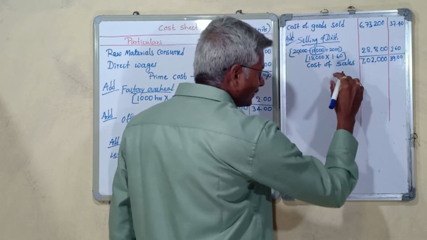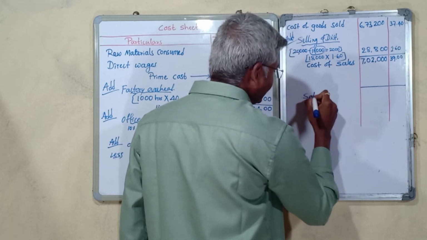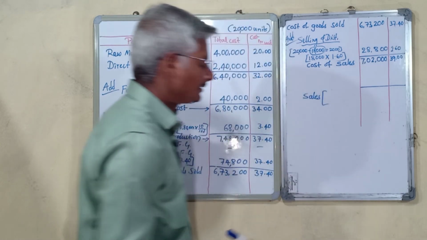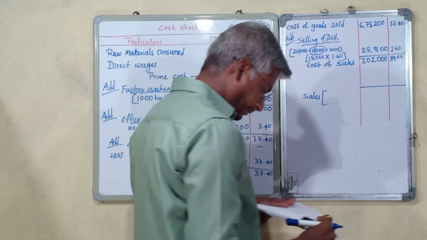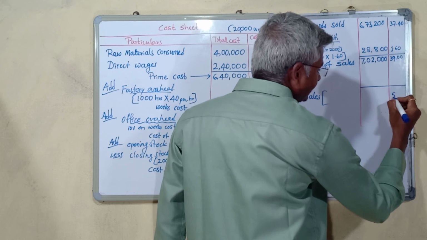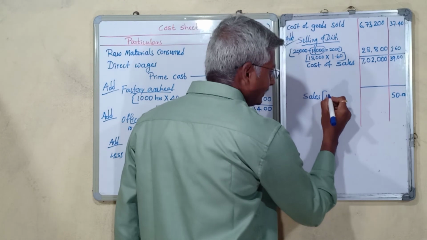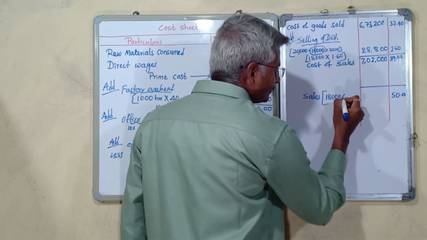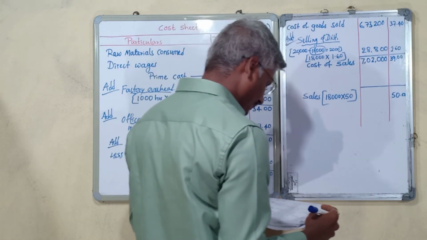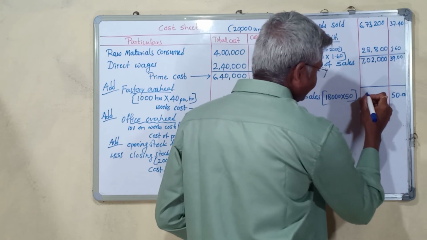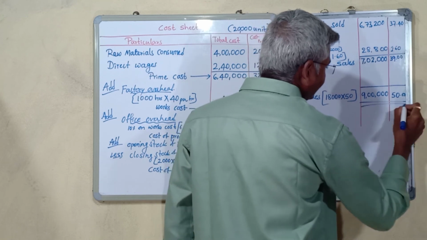Then I will leave one line here and write sales here. Sales, they have given the selling price per unit as 50 rupees per unit. Then we have sold only 18,000 units. So 18,000 into 50 rupees per unit amounts to rupees 9 lakhs. I will close it here.